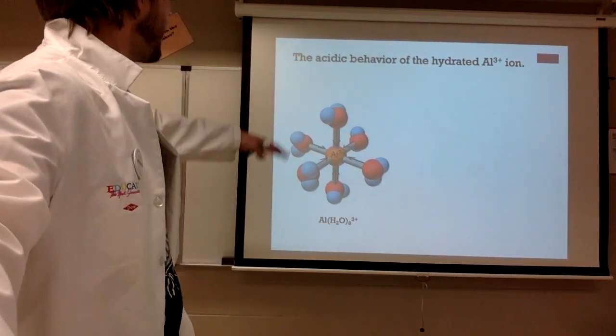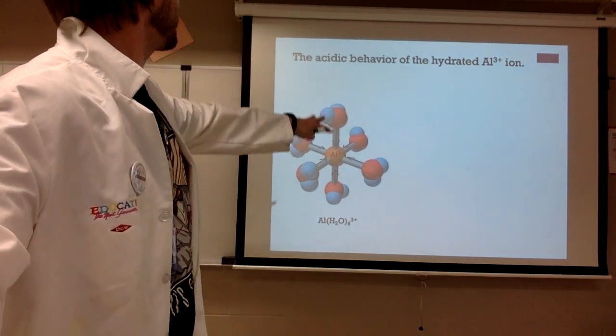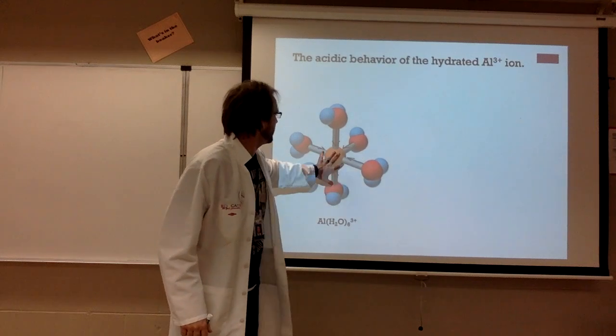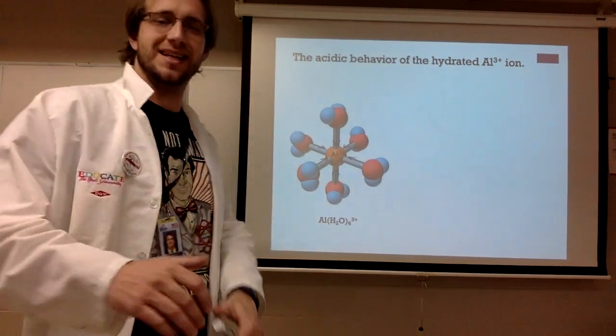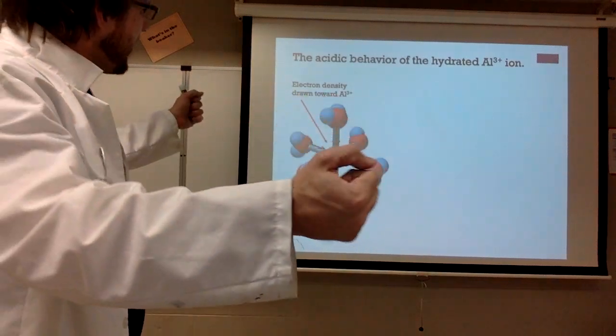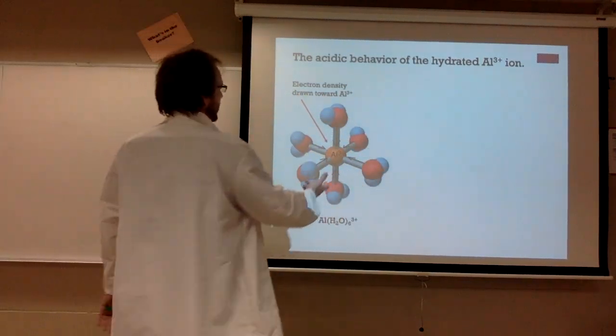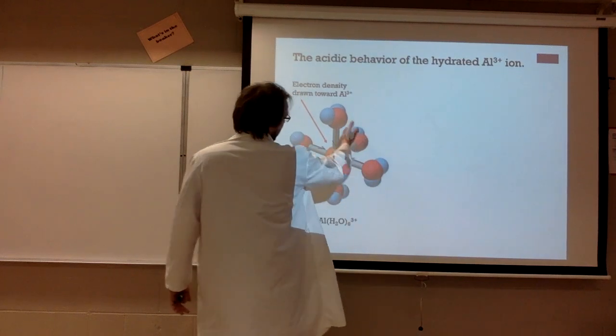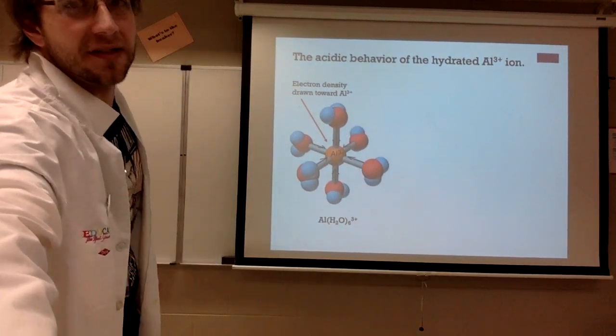Again, I would not ask you to predict this, but just understand the concept of why this does what it does. After we throw our aluminum into water, the water crowds around. We can see the negative oxygen side coming up next to the positive aluminum side, and that's where we see our dissociation as well. Because this positive charge is pulling on these electrons, it actually starts to weaken these hydrogen-oxygen bonds.